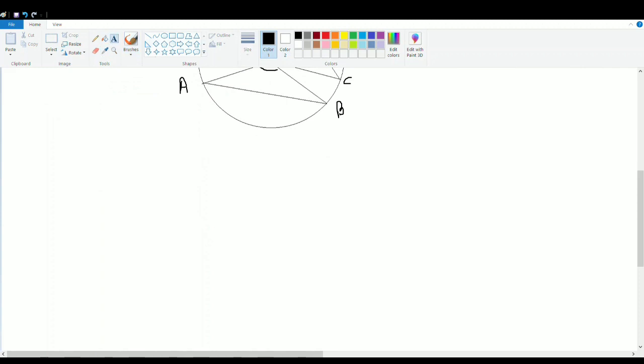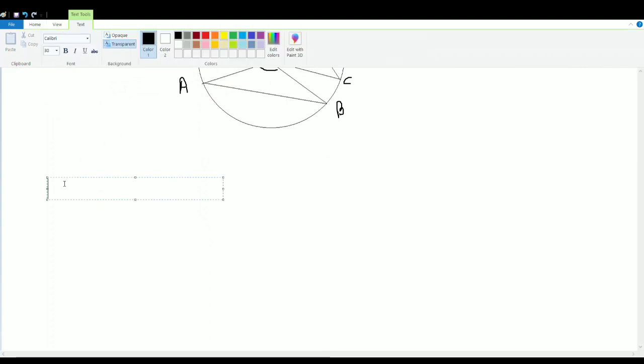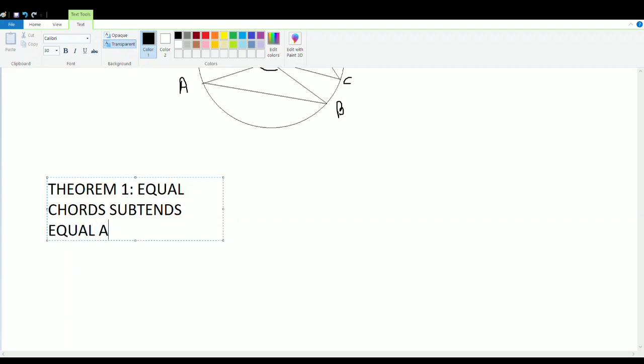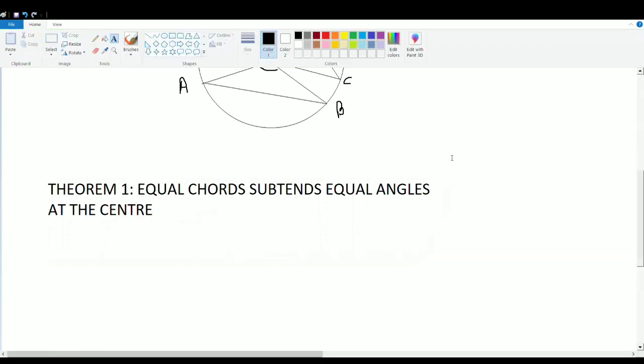The proof is also very easy. So this is theorem 1. Theorem 1 states that equal chords subtend equal angles at the center. Equal chords subtend equal angles at the center. So this is the thing, this is the theorem.